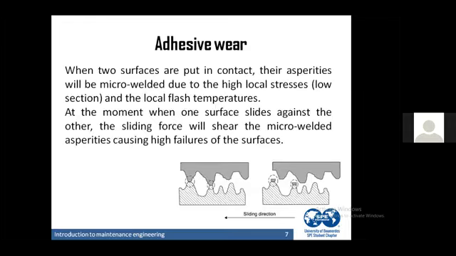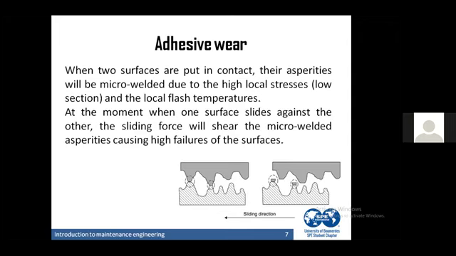In the early life, we have two main wear types. First of them is the adhesive wear. The adhesive wear happens when we have two surfaces in contact and their asperities will be micro-welded. We have welding and we have atomic junctions between them.